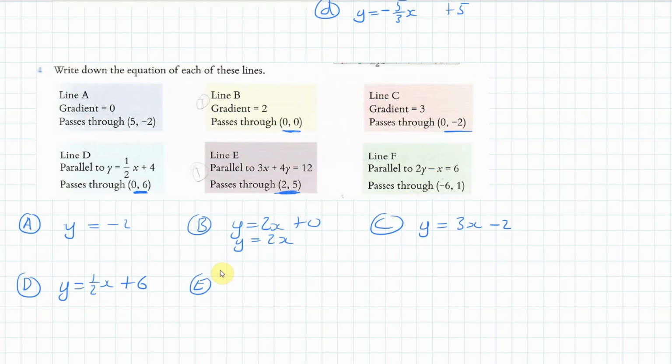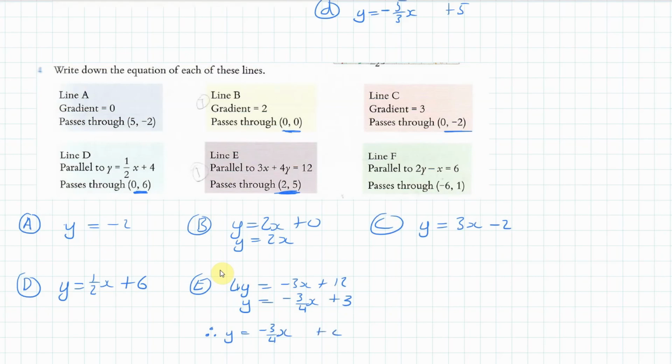So what we want to do with this one is a couple of things. We can rearrange it. So I'm going to say 4y equals negative 3x plus 12. And then I'm going to rearrange it to y equals negative 3/4 x plus 3. Now, if it's parallel to that, then therefore we know that we're dealing with a y equals negative 3/4 x graph, and we want to find the plus c value.